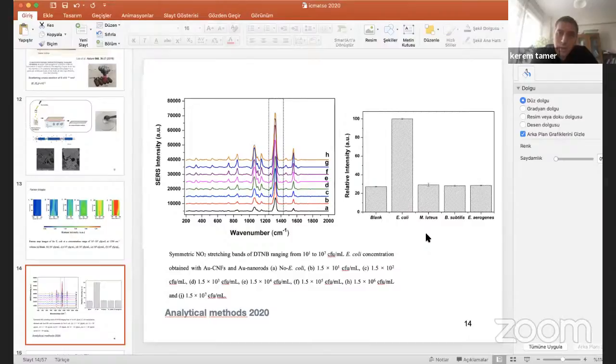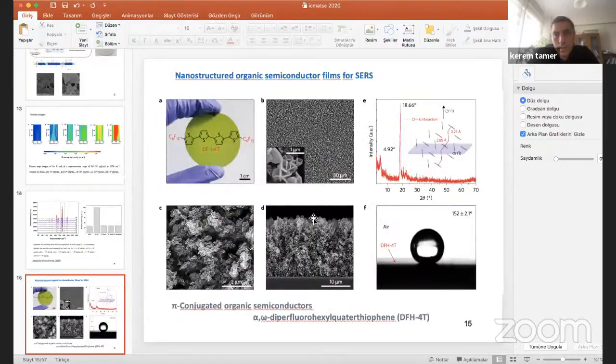The other bacteria give actually a smaller signal as compared to the E. coli signal. Okay, it shows us very sensitive and very accurate techniques actually.